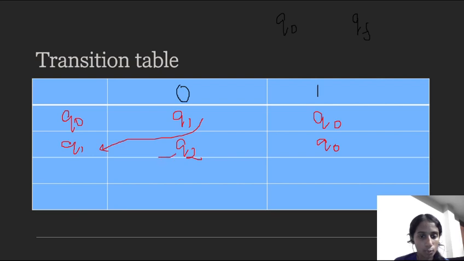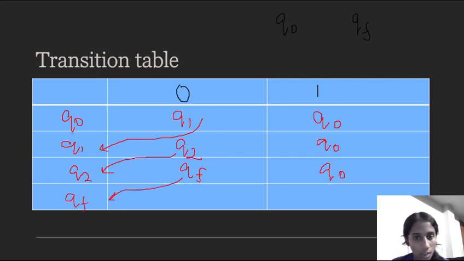Now let's take Q2. In Q2, when 0 appears, we have to go to QF, which is the final state. But when 1 appears, we need to go back to Q naught. Similarly, now let's take the final state. In the final state, when 0 or 1 appears, we remain in that state itself. Since we added a self transition, it will just be QF.